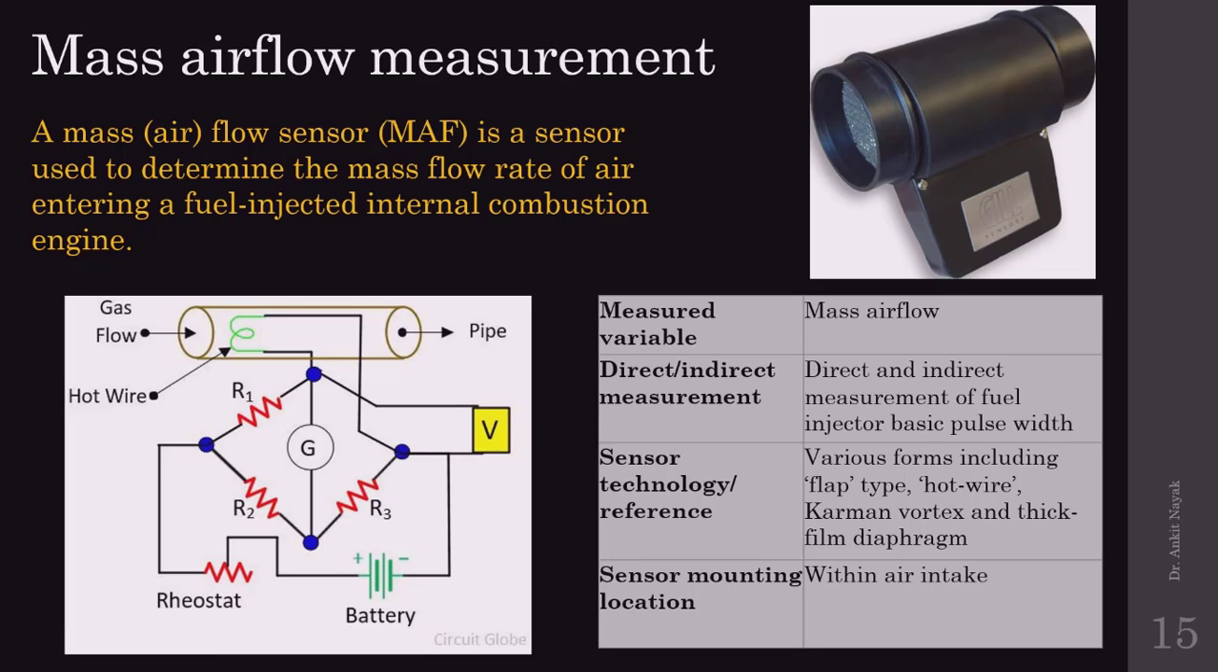Now another thing is the mass airflow measurement sensor. A mass airflow sensor, or MAF, is a sensor used to determine the mass flow rate of the air entering a fuel injection internal combustion engine. So in the case of the fuel injection internal combustion engine, which is basically the diesel engine, we have to measure the mass of the air. According to this mass, we can change the mass or the volume of the fuel supplied inside the cylinder. So to measure this mass of the air, we can use the mass airflow sensor.